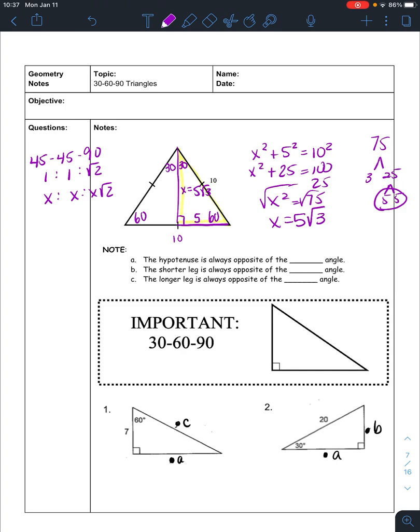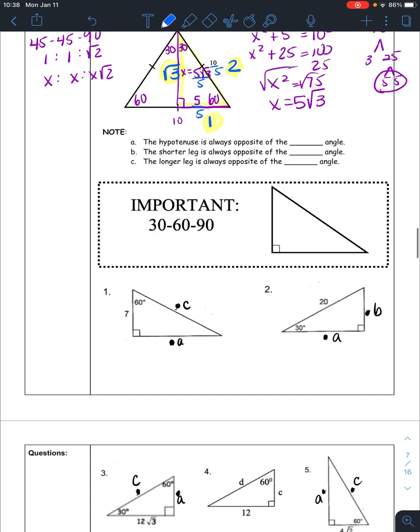And what's going to happen is every right triangle like this is always going to have this same ratio. So if I were to go through and divide everything by 5, if I were to divide by the short leg, what I find out is 5 over 5 is 1, 5 root 3 over 5 is root 3, and 10 over 5 is 2. And what we find out then is that the ratio of the sides for every 30, 60, 90 triangle is going to be in a ratio of 1 to root 3 to 2.